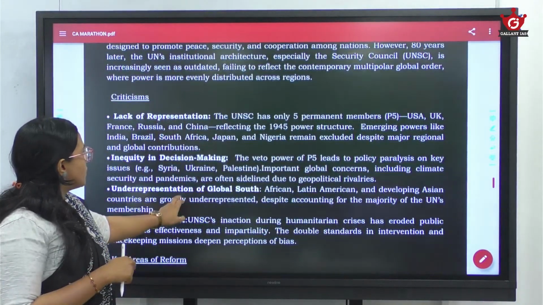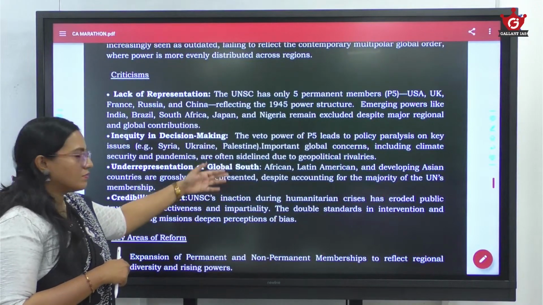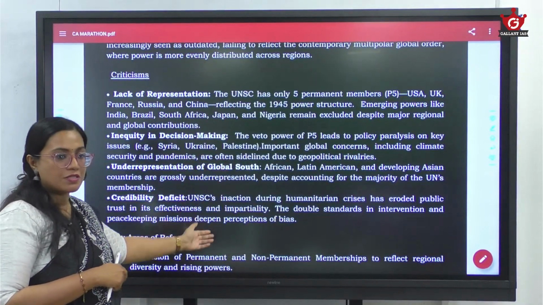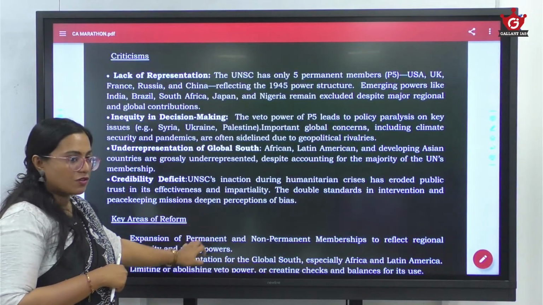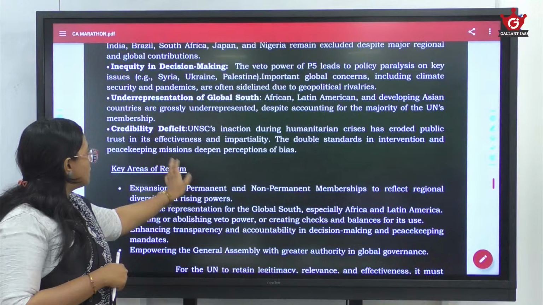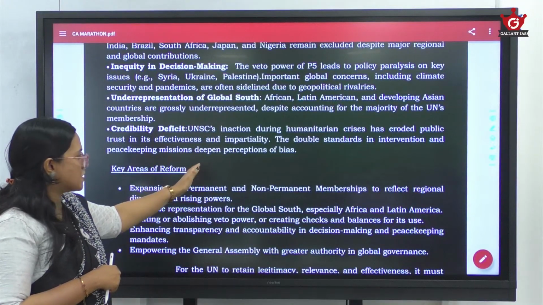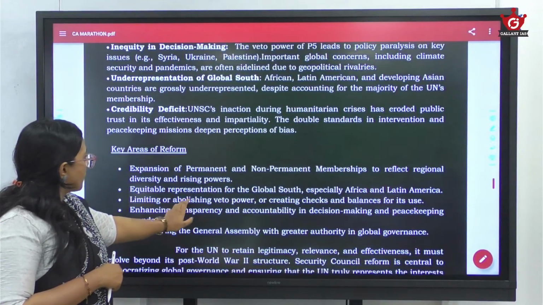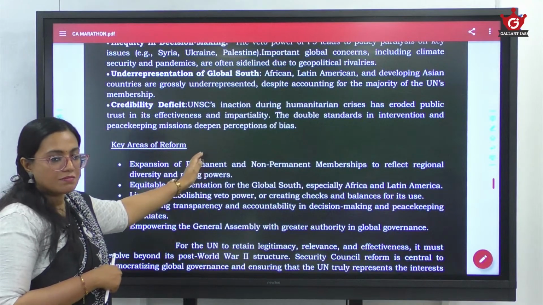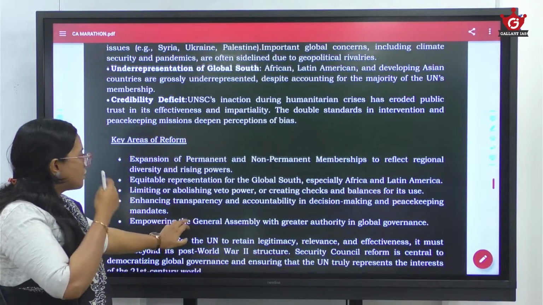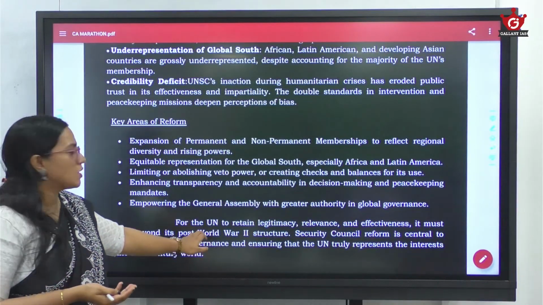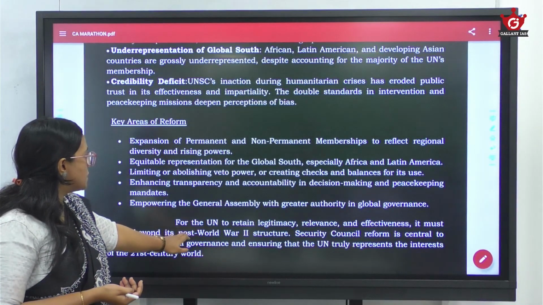So, what are the criticisms? One is lack of representation. UNSC has only 5 permanent members. Now, under-representation of the Global South, Africa was not represented. Key areas, what are the credibility deficit? Credibility deficit is lack of trust in the UN's activities. Key areas of reforms, what are the areas which require reforms? One is expansion of the permanent, non-permanent seats, equitable.